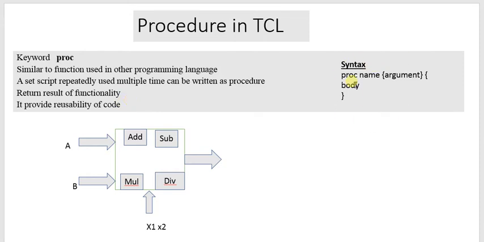The syntax of a procedure is: we need to provide a procedure name, then the arguments, which are the input variables through which the procedure communicates with the main program, and then the body, where we provide the functionality to be executed.